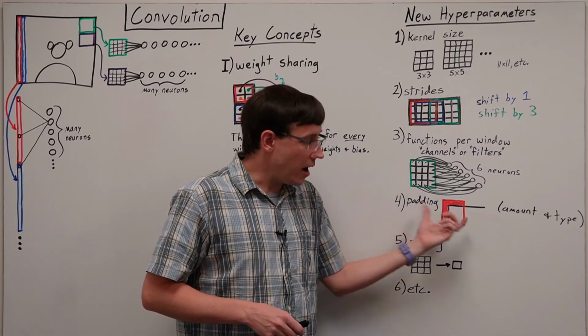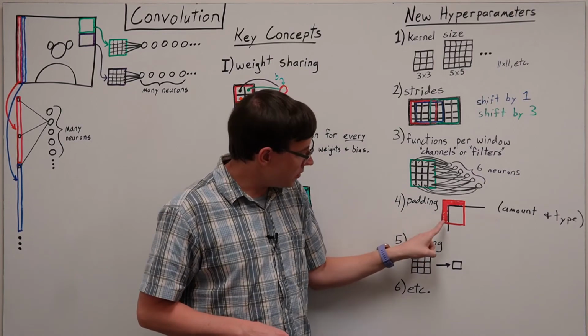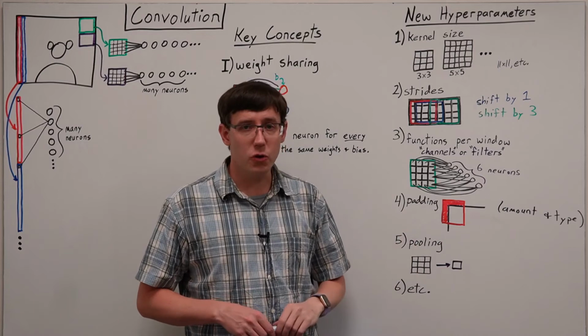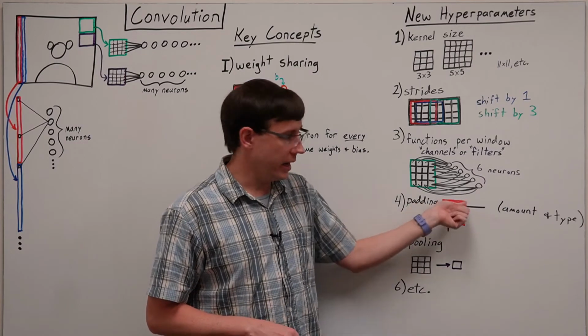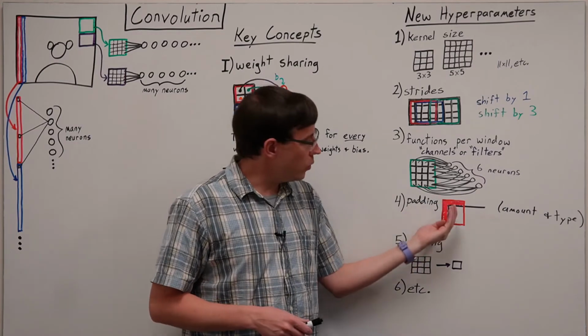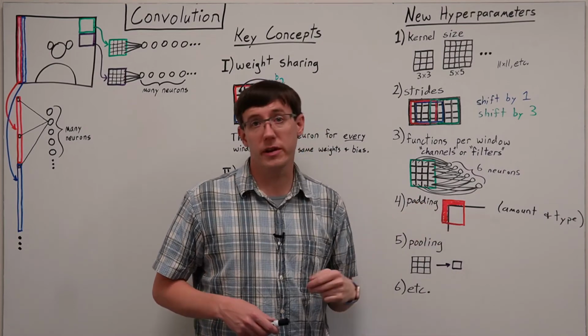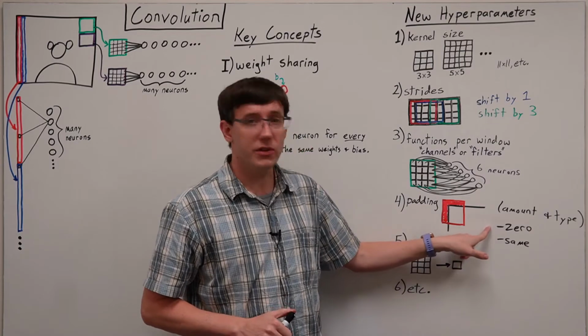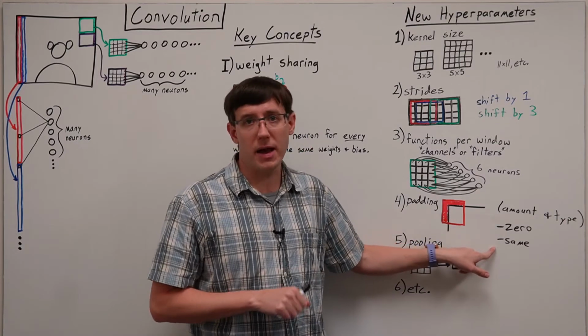But regardless of how much padding we have, we also have to decide what values to put there, and the most common choices are to either fill in zeros or to duplicate the pixels near the boundary. And these are referred to as zero padding or same padding.